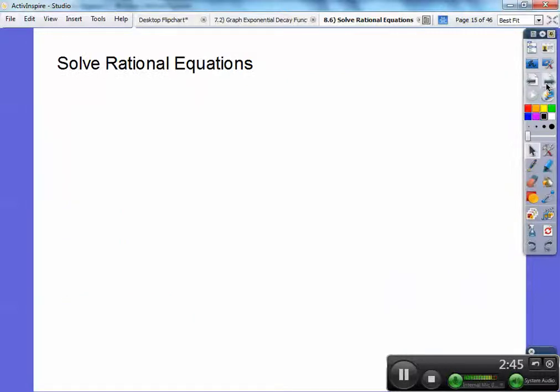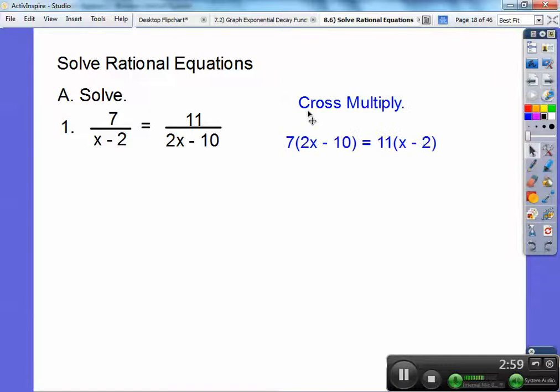Okay, so here we go, solving rational equations, and this is section 8.6 in my book, so it might not be in your book, but anyways, here we go. And then let's just solve, okay? Okay, this one's just like that board problem. I'm going to go ahead and cross multiply on this. Whenever I have a fraction on the left equals a fraction on the right, you can do cross multiplication, okay?